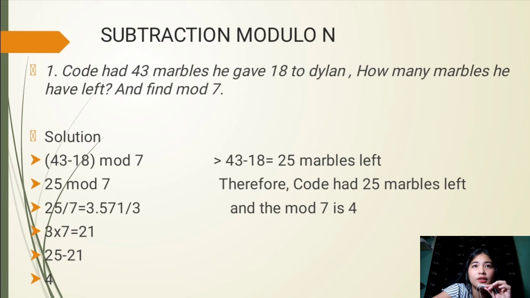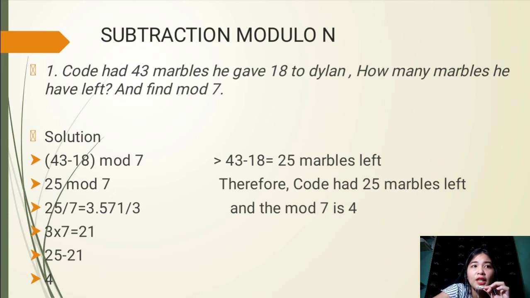So number 1. Code has 43 marbles. He gave 18 to Daylan. How many marbles does he have left? And find mod 7. So the given numbers were 43 and 18, and we will find the mod 7. 43 subtracted by 18, mod 7.